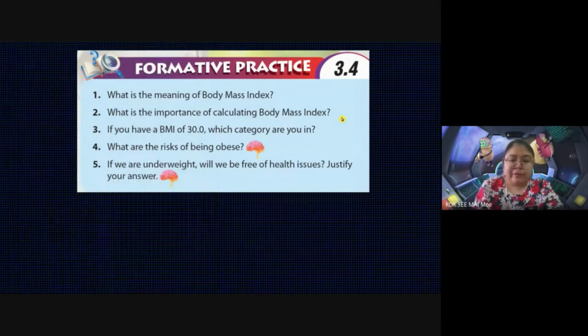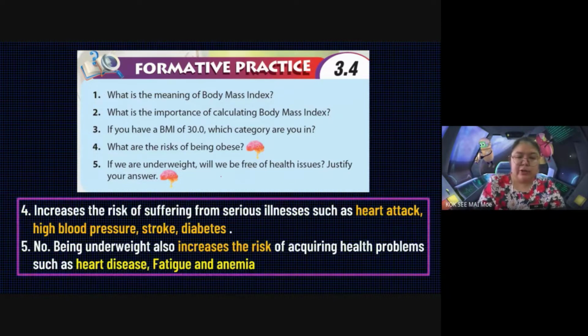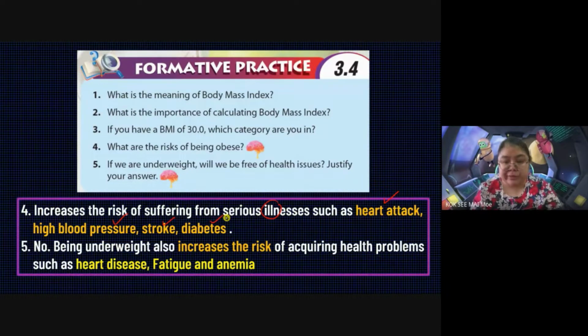Okay, then we go to number 4. What are the risks if they're obese? So everybody knows, sure, it's heart attack. Sure, it's high blood pressure. So from here we see they increase the risk of suffering from illness. What's the illness? Heart attack, high blood pressure, stroke, diabetes. So these are normally the illnesses that the obese face.